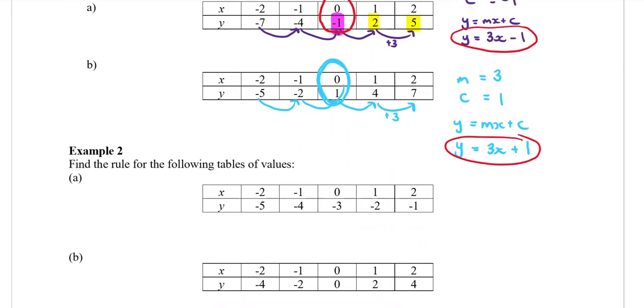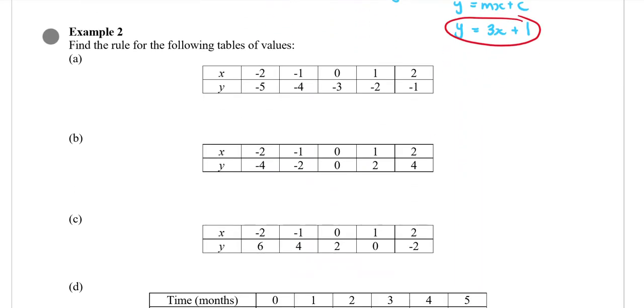Okay, question 2 is the same thing. It says find the rule for the following tables, which means find your gradient, find your y-intercept, and put it in your rule. So for part A, m and c. So what are these going up by? They're going up by 1 each time. So that means my gradient is 1. My y-intercept is the number underneath the 0, which is -3. Putting that in the y equals mx plus c formula, we get y is equal to 1x, which we can just simplify to be x, minus 3, because c is -3. And there's my answer.